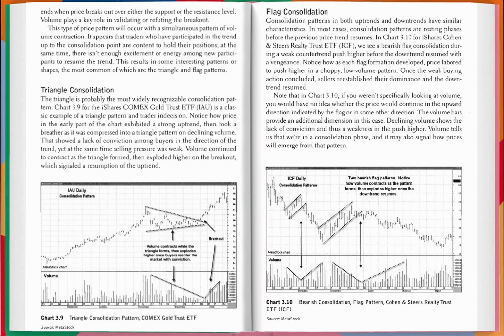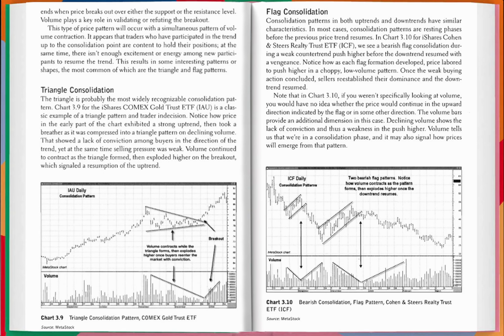Triangle consolidation. The triangle is probably the most widely recognizable consolidation pattern. Chart 3.9 for the iShares COMEX Gold Trust ETF, IAU, is a classic example of a triangle pattern and trader indecision. Notice how price in the early part of the chart exhibited a strong uptrend, then took a breather as it was compressed into a triangle pattern on declining volume.